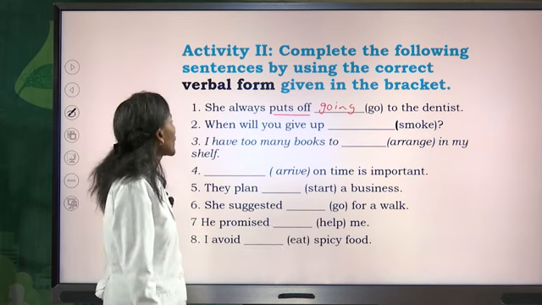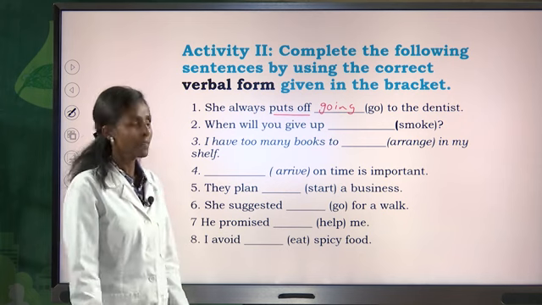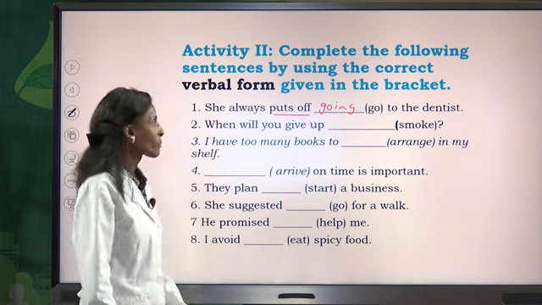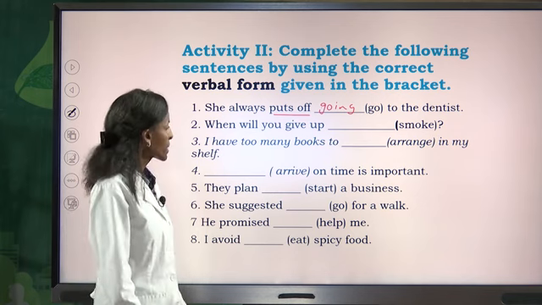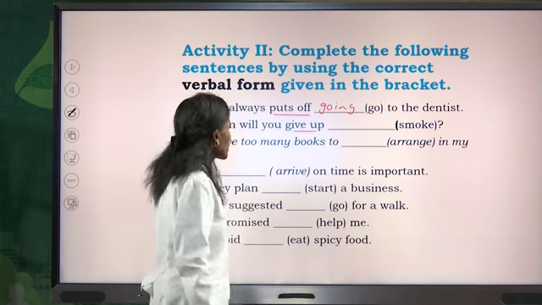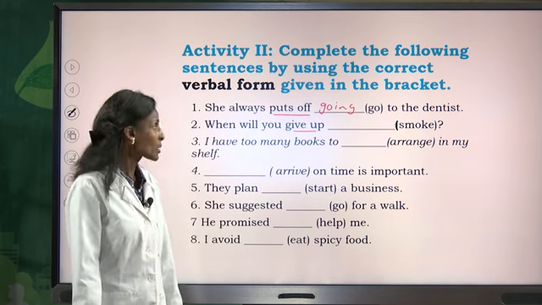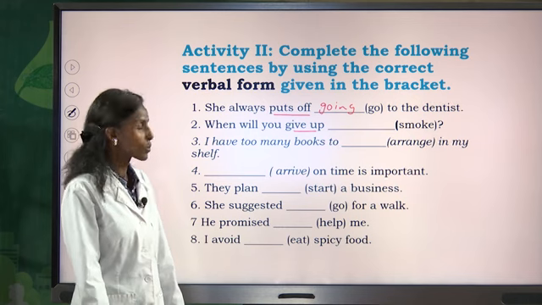Number 2, when will you give up, dash, smoke is in brackets. When will you give up smoke? Smoke in brackets. So what form is suitable, the gerund or the infinitive? You have give up also. Fortunately, we have an additional phrasal verb, give up, which means stop. So as far as we know, the meaning of stop is what?